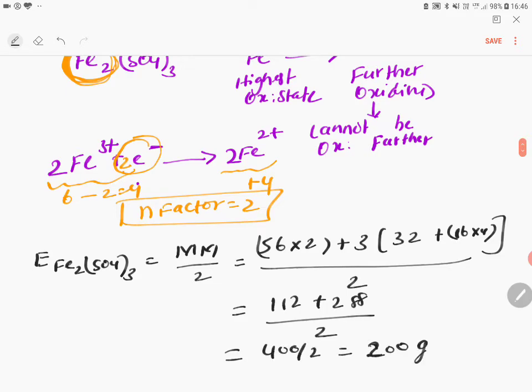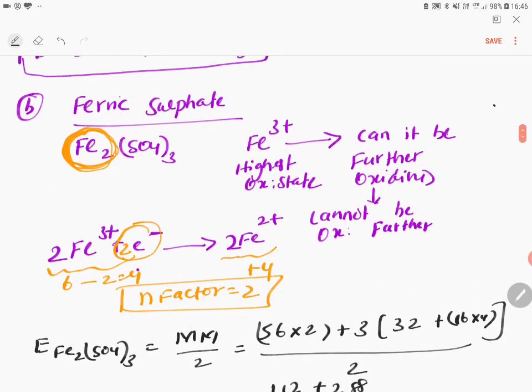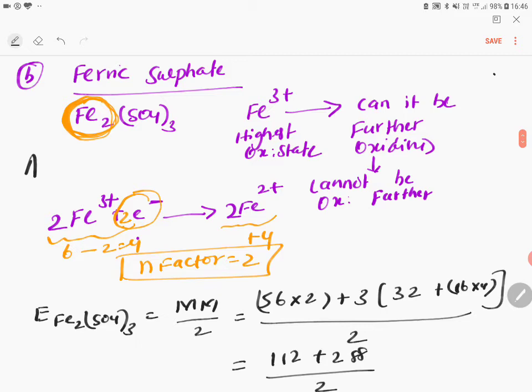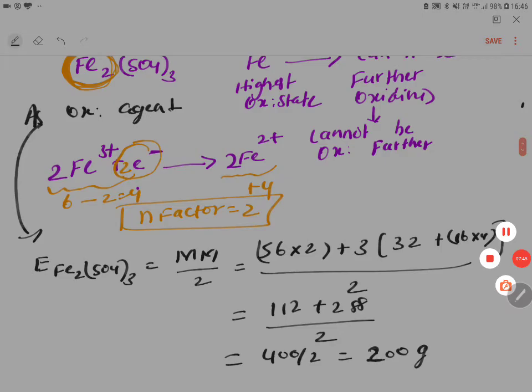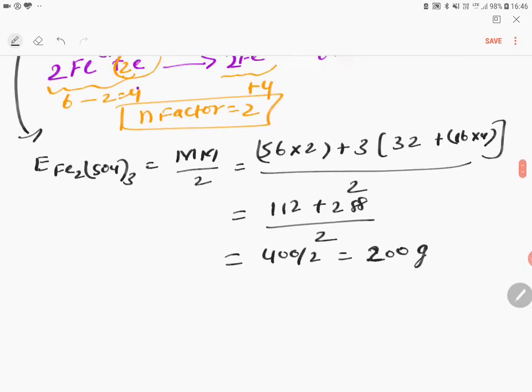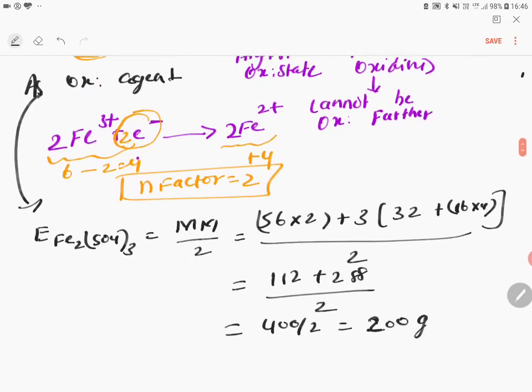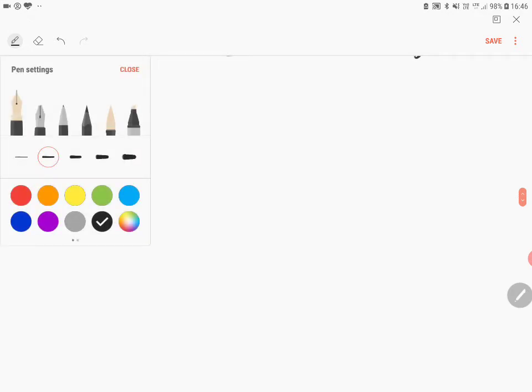Therefore, the equivalent mass of ferric sulfate as an oxidizing agent will be 200. So this is case 4. Okay. Next, what will we take? We can take case 5.